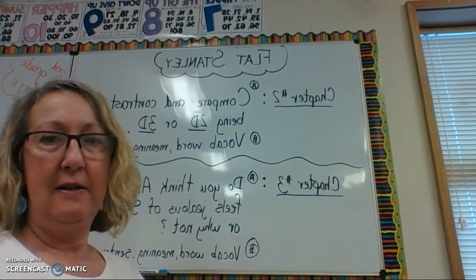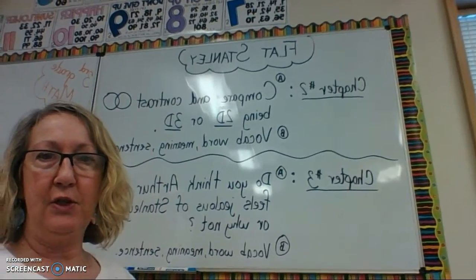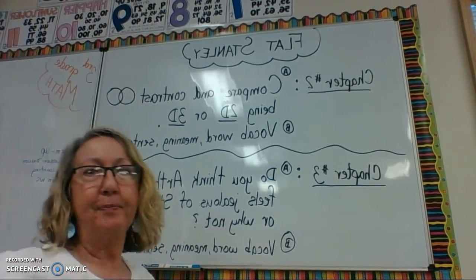Okay, so today your assignment is to read chapters 2 and 3 in your Flat Stanley book, okay? Behind me on the board, I have directions for what I want you to do, and I will also post those in your assignment for Wednesday, okay? So, for chapter 2, I'm going to get out of the way so that you can see this.